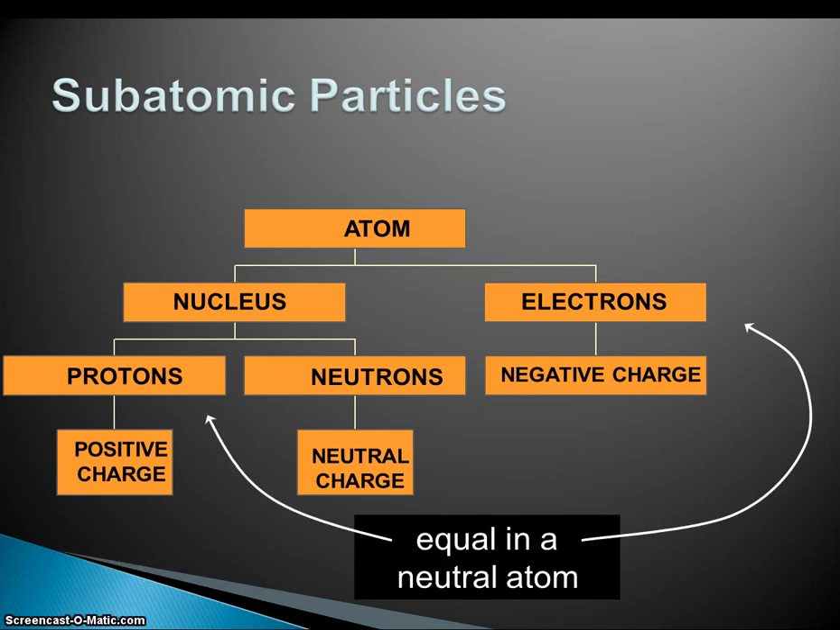And in a neutral atom, so the whole atom has no charge to it, has an equal number of electrons, which are negative, and protons, which are positive. Positives and negatives balance each other out to give a neutral atom.